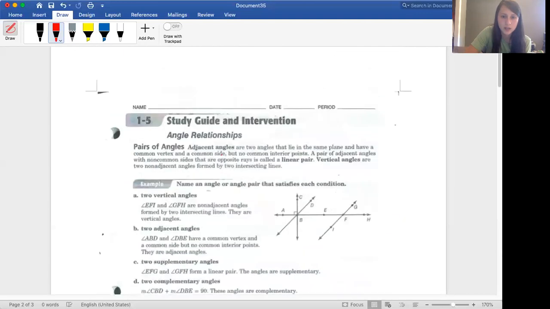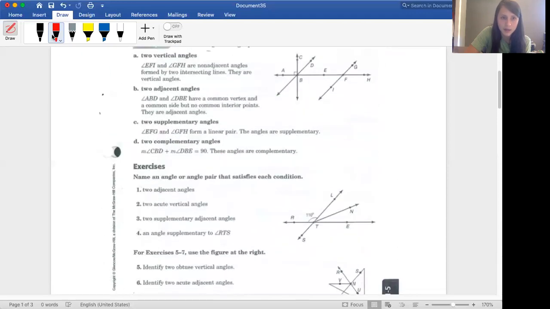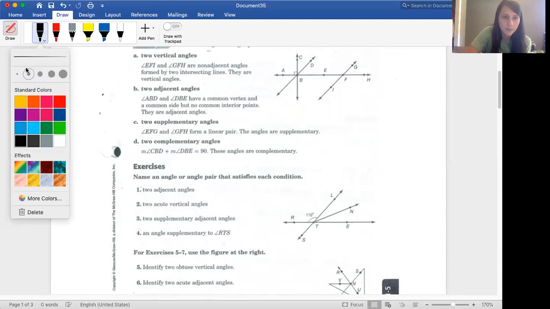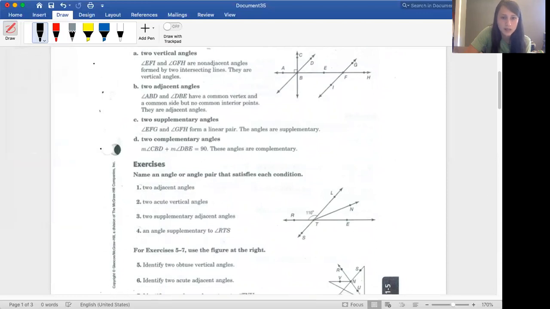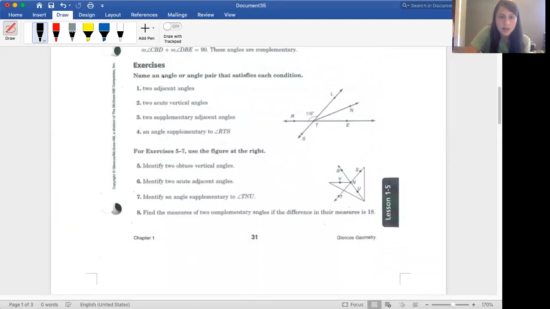Okay, so let's take a look at our study guide. If you don't have that, pause the video and get that printed off. So let's take a look at some examples here. Name an angle or angle pair that satisfies each condition.